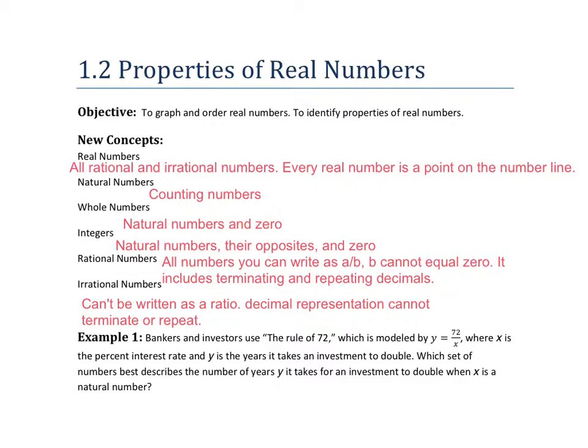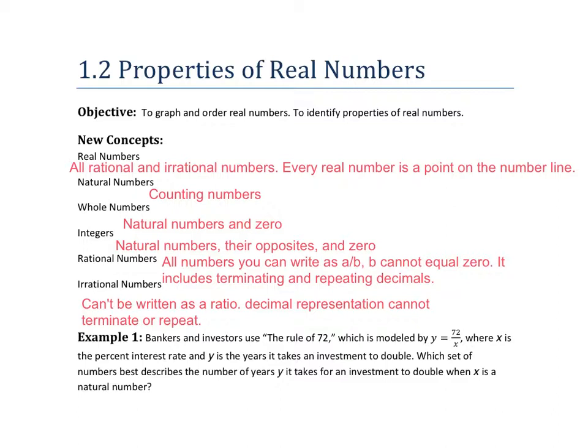After you learn those numbers, your parents probably introduced you to 0. What does nothing mean, or 0? That leads us to the whole numbers. Whole numbers include the counting numbers, the natural numbers, and 0. Then after that, we talked about integers. Integers add to the whole numbers and natural numbers their opposites, and 0.